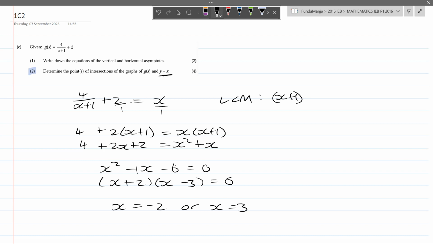So we can just input these values to find the y value. That will give us minus 2 as well, and the y will be equal to 3 because of this equation y is equal to x. Therefore your coordinates will be minus 2 and minus 2. Actually, yeah, minus 2 and minus 2, and 3 and 3.